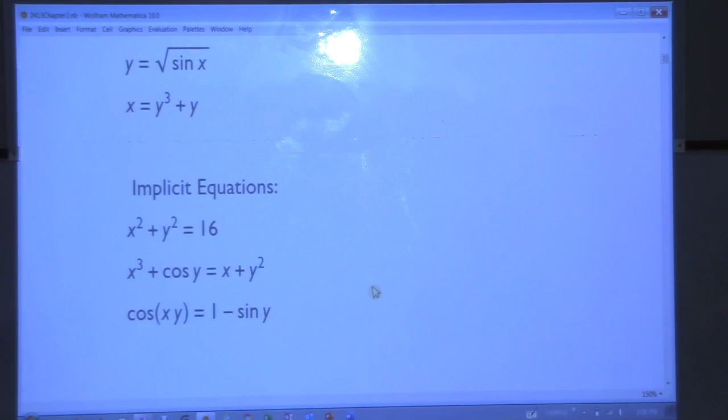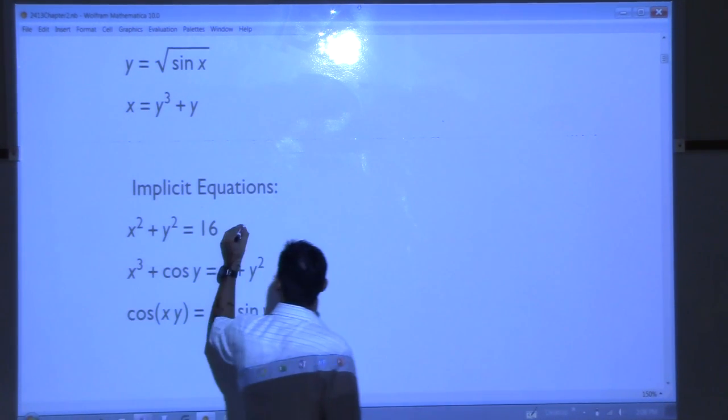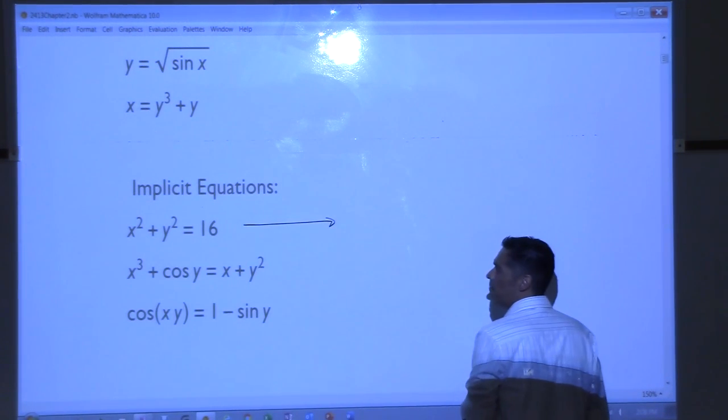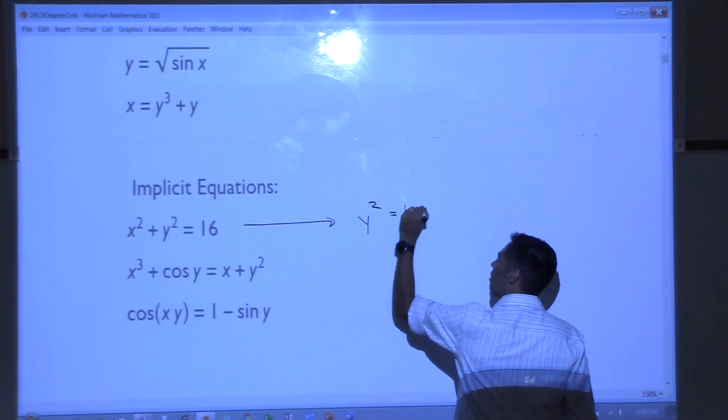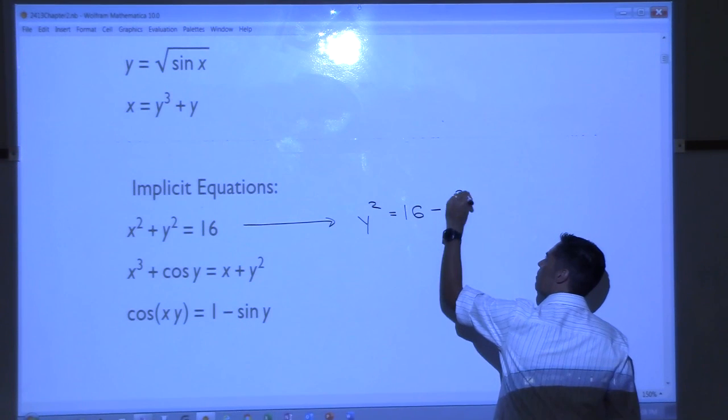Implicit ones are things like this, where it would be difficult to get y by itself or x by itself. Let's try this first one. Can you get x by, or let's do y. Can we solve that for y? I think we can try. How about we isolate it first? You agree you could do that?